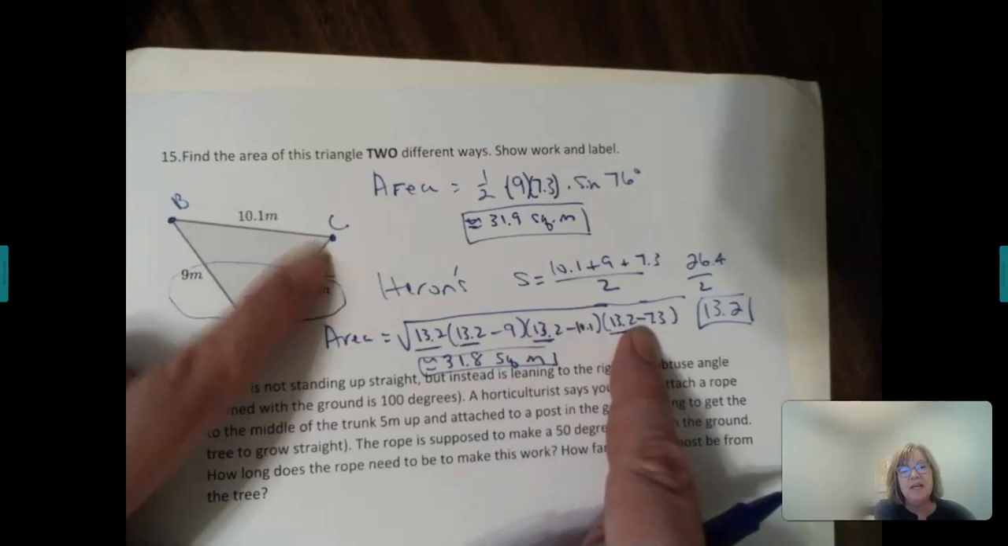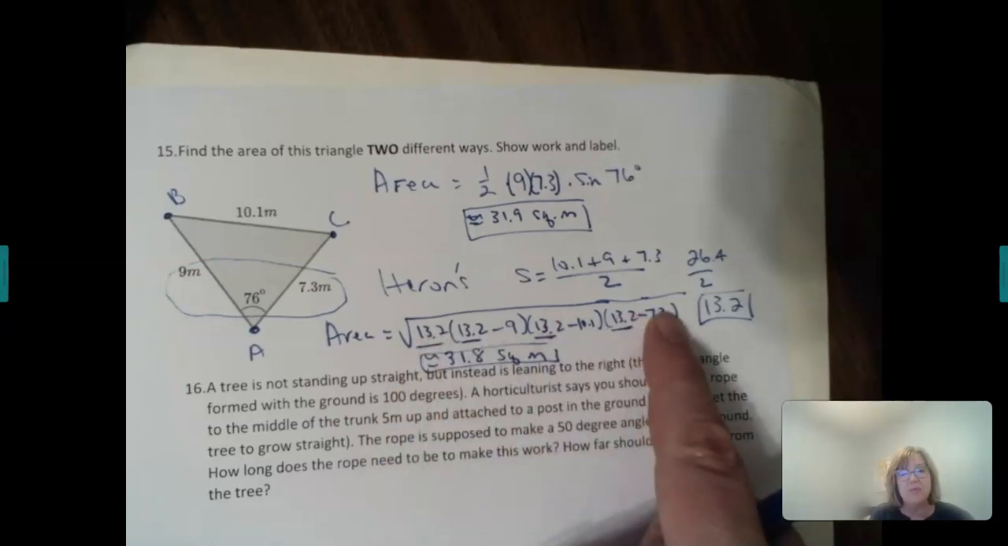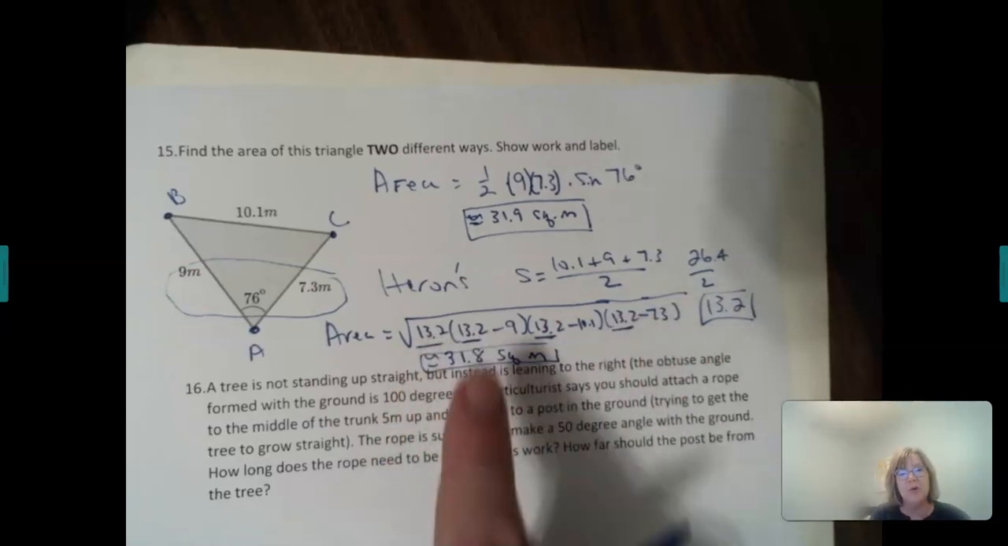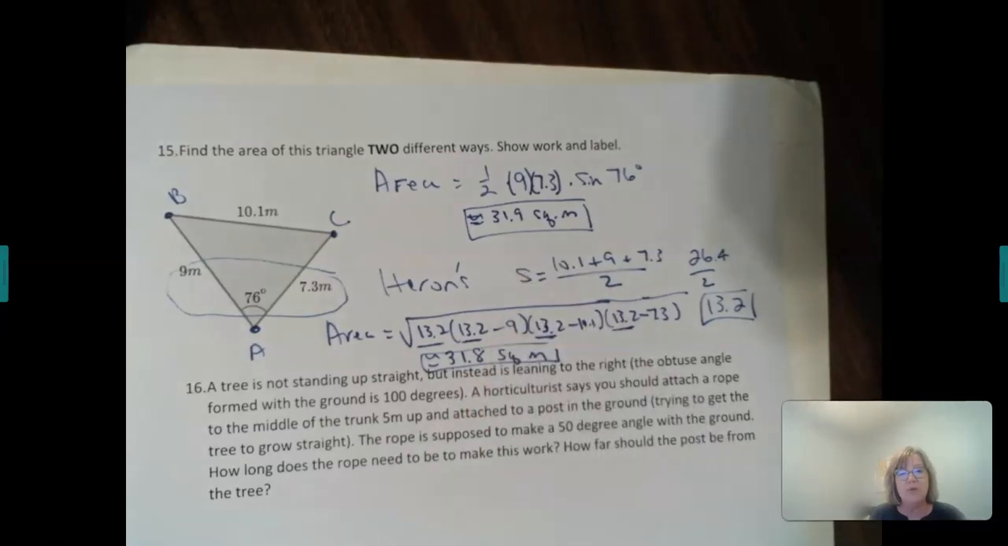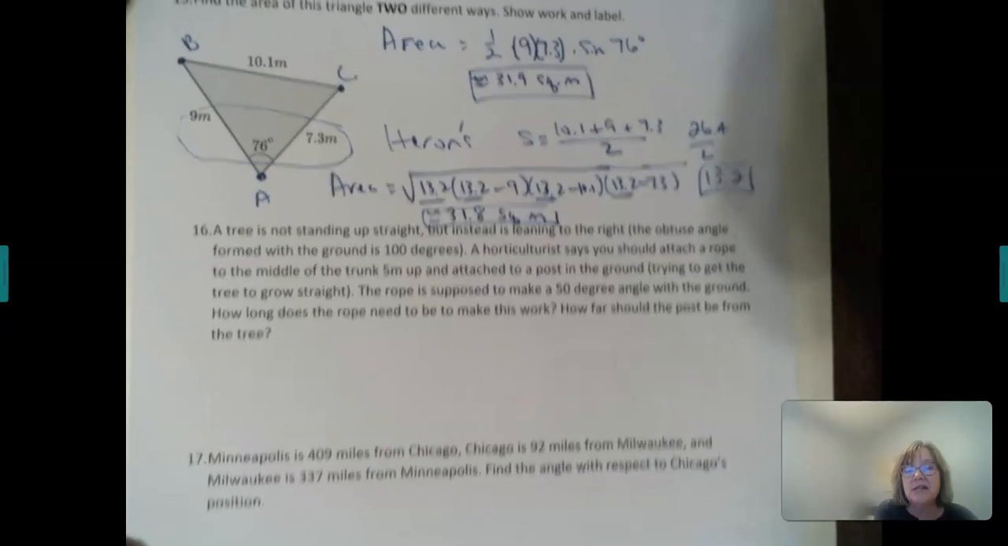Okay. And just be careful entering that in a calculator. If you don't have a very good calculator, you might want to just do the multiplication part and then square root. That's up to you. Notice I'm off by about 0.1, because of rounding. Okay. All right, let's look at this next one.